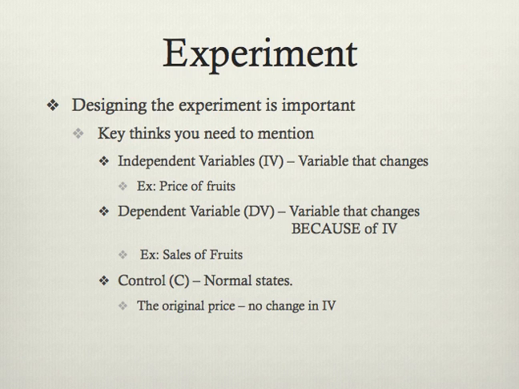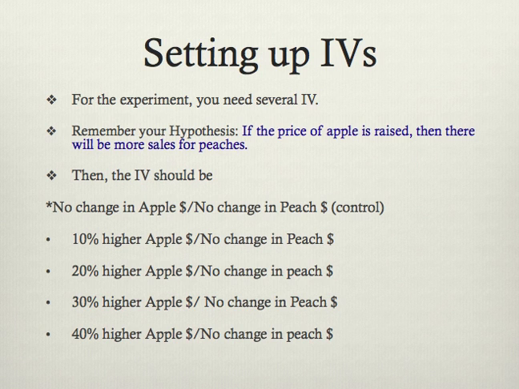And so, in the experiment, designing the experiment is important. You probably know this: independent variable, dependent variable, control. If you don't know, stop this slide and just read it through. For the independent variable, a lot of people make mistakes because they don't make enough independent variables. Remember, the hypothesis I made was: if the price of apples is raised, then there will be more sales for peaches. So I have to raise the price of apples, but how many times?